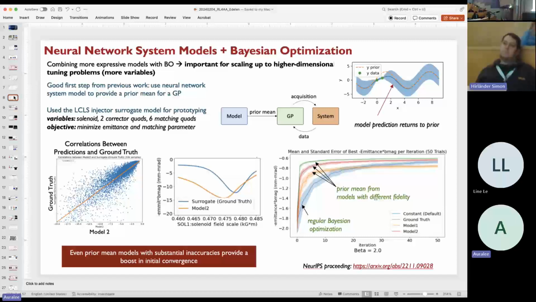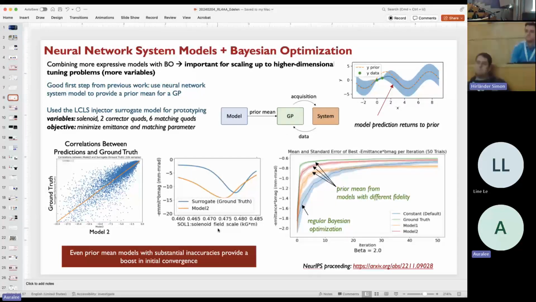Now we're moving more toward combining larger physics model information with BO. We're doing this primarily because we want to be able to scale up to higher dimensional tuning problems. And we also want to be able to adjust the accelerator as quickly as possible without excursions into regions of parameter space that aren't as useful. And so we've started using system models. Sometimes these are neural net surrogates, but you could also use any number of just fast executing simulations to do this, and using that as prior information to the Gaussian process that's used in BO.